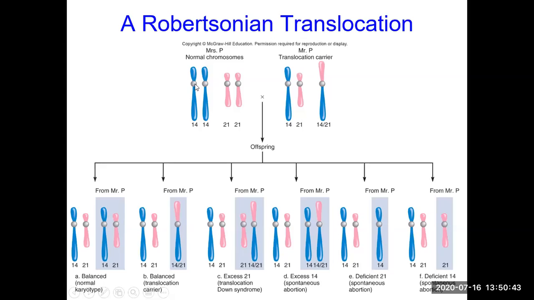And this chart gives you the different combinations of what the offspring can get from Mrs. P and what the offspring can get from Mr. P. And depending on what the offspring is getting from Mr. P, the offspring can end up getting Down syndrome, because Down syndrome has one reason in chromosome 21 trisomy, and another reason is a 14-21 translocation. This also gives rise to Down syndrome.